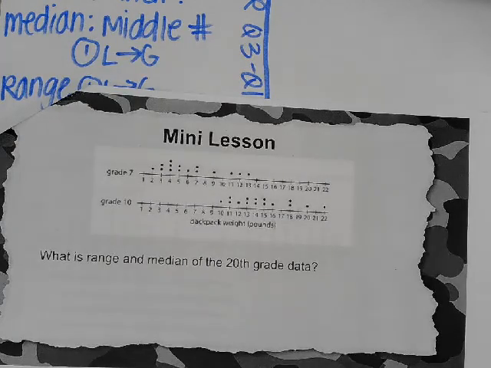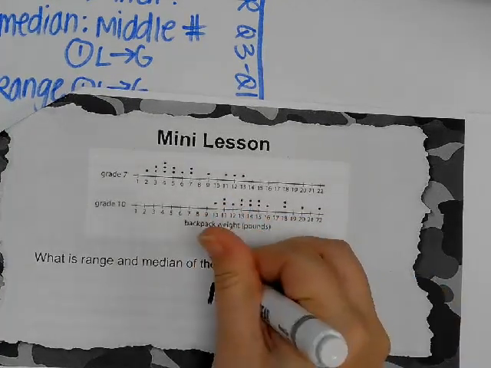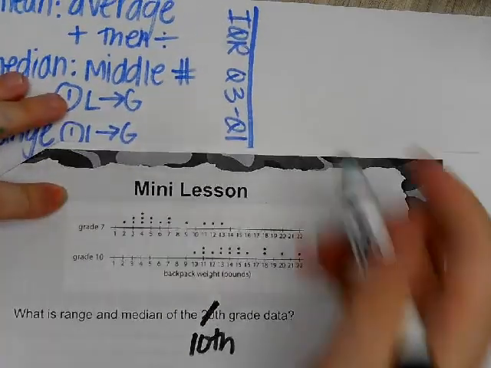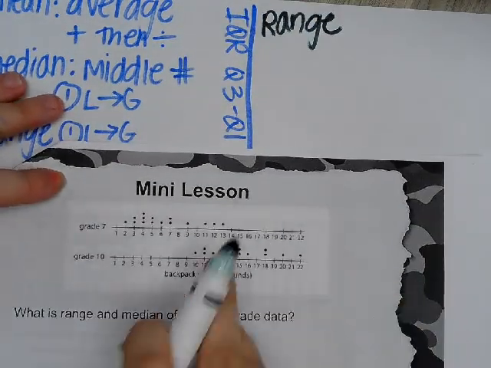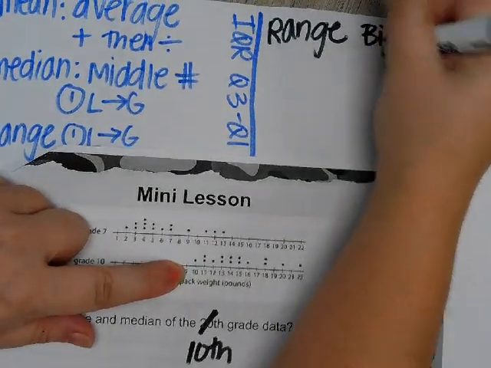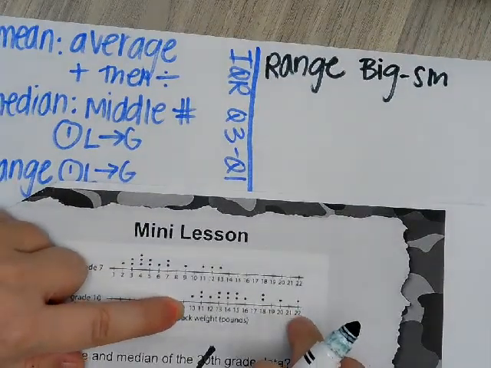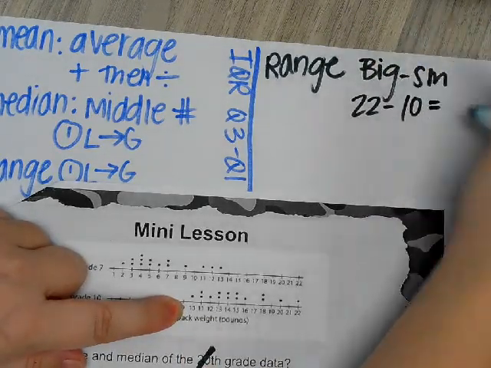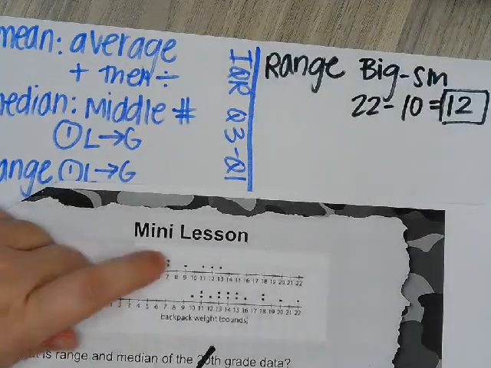What is the range and median for 20th grade? Well, there is no such thing as 20th grade. That should be 10th grade. Okay, so we're going to find our range. So our range for 10th grade, remember, that's our big minus our small. My largest number, my maximum, is 22. My smallest is 10. What's 22 minus 10? It is 12. So 12 would be my range.